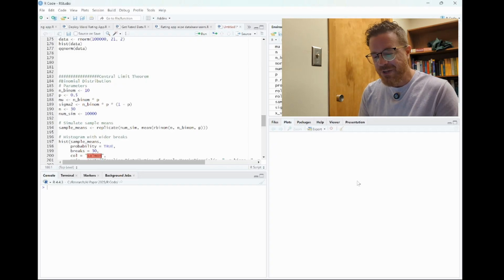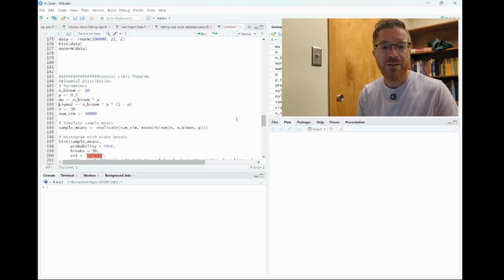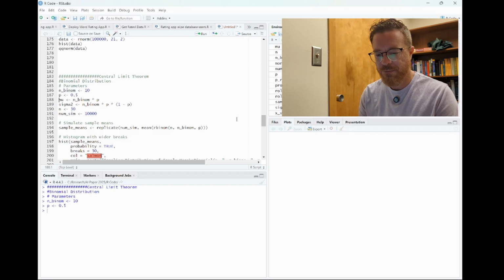So if we look at what I have here on R, I've got the n for my binomial, meaning that I'm doing 10 trials for this binomial probability. And I have a probability of success for each trial of 0.5. My mean, or my expected value, is n times p, and then the sigma 2 represents the variance, sigma squared. And this is just going to be n times p times q. So I'm going to run each of those.